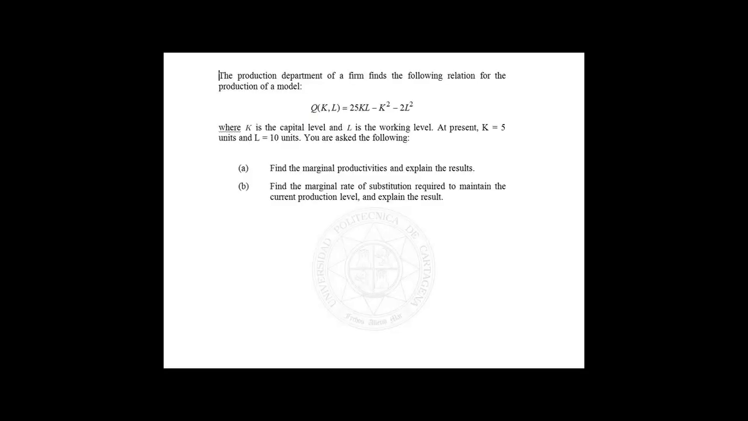Unit 3, Marginal Production and Marginal Rate of Substitution. The production department of a firm finds the following relation for the production of a model. The amount produced in relation with K and L equals 25KL minus K squared minus 2L squared, where K is the capital level and L is the working level. At present, the quantities we have of K is 5 units and of L is 10 units.